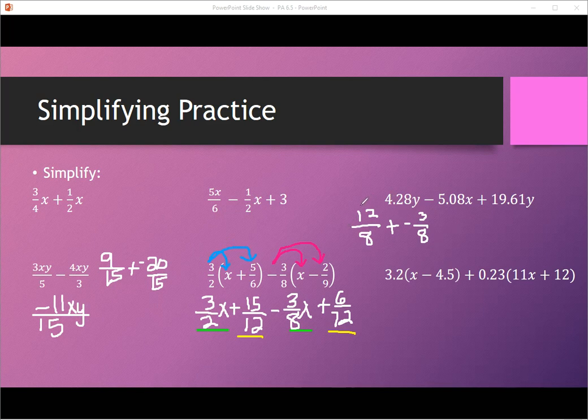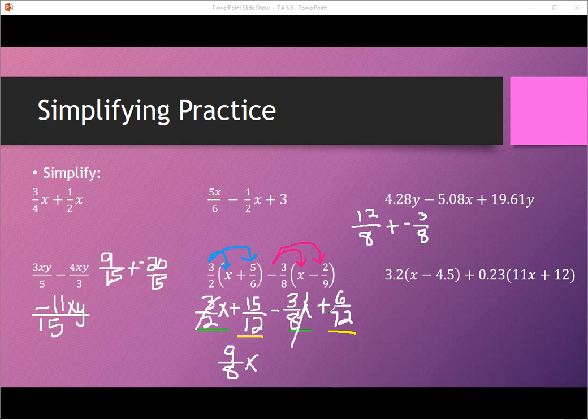12 minus 3, or 12 plus negative 3, would give me 9. So I'm going to end up with 9/8 x. That took care of my two green things that I needed to combine.